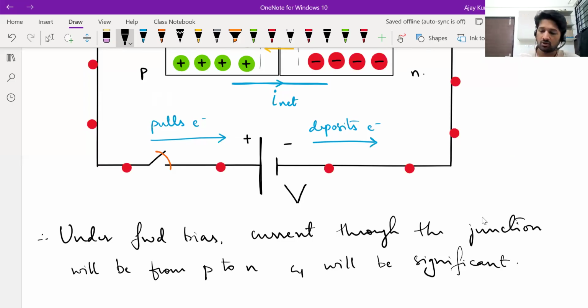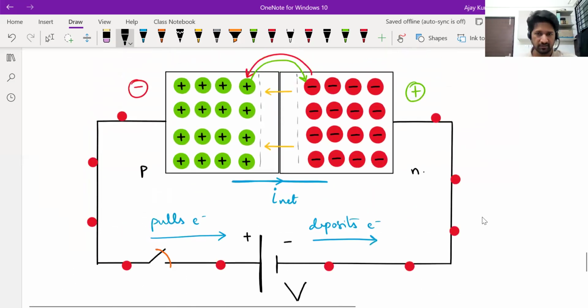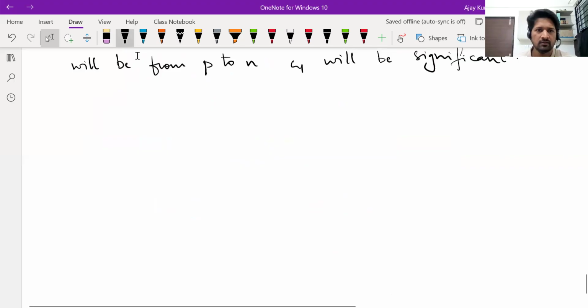In fact, the stronger the voltage you apply, like if you increase the potential difference between P and N, see, in forward bias, P is kept at a higher potential than the N side. So if you increase that biasing voltage, the current will increase, because the battery will be pulling more and more electrons. It will be circulating electrons faster, you can say. So forward current will keep on increasing as you increase the battery voltage.